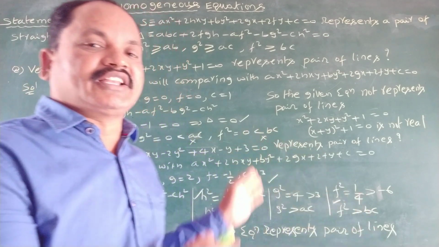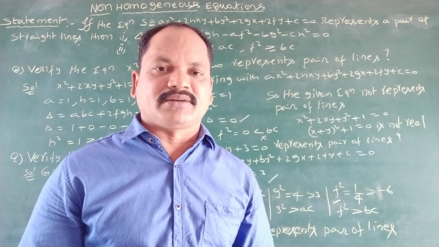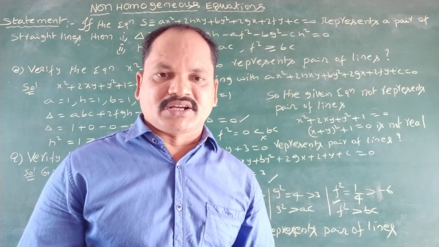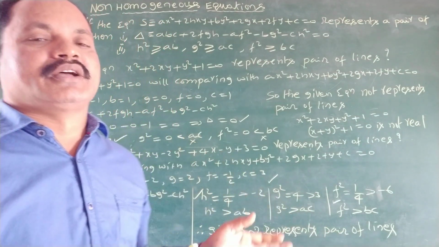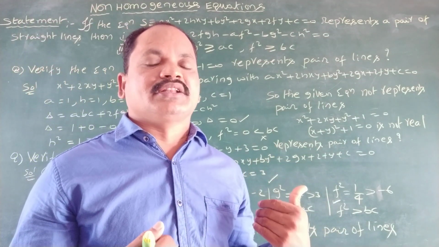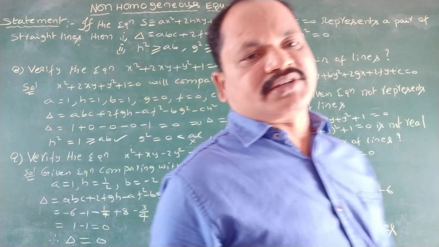That's why these questions depend upon the concept. The concept is the theorem. The theorem is a very important theorem, that is the non-homogeneous pair of straight lines theorem. That's why you can practice the theorem. You can follow the questions, the exercise completely. All the questions depend upon this concept. Okay, write it fast.